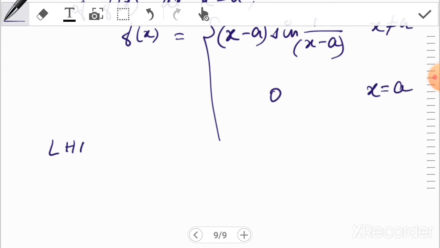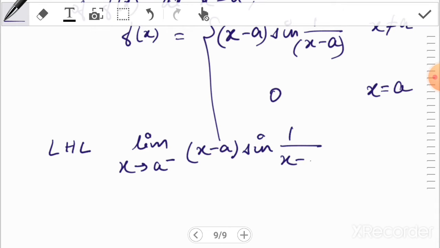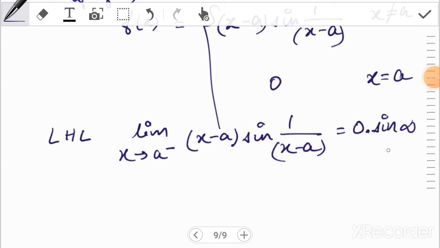So for left hand limit, we have limit x tends to a minus x minus a sine 1 by x minus a, which is 0 into sine 1 by 0. So 0 into sine infinity. See, sine x varies between -1 and +1. So sine infinite is a finite value.